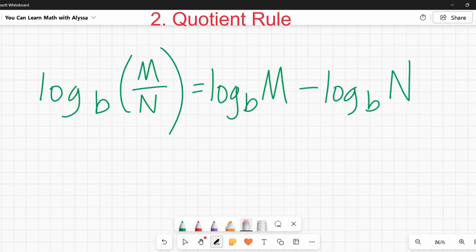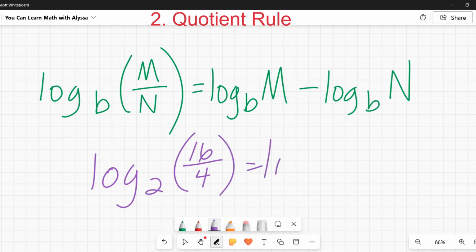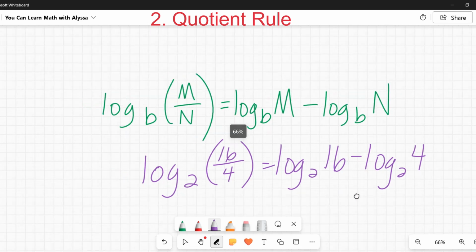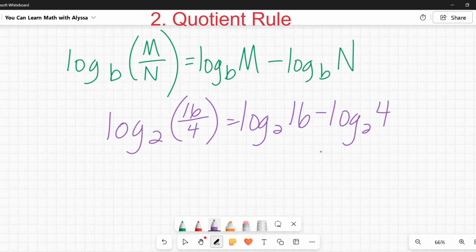All right, so let's plug in some numbers and see what this would look like. If I said log base 2 of 16 over 4, that should equal log base 2 of 16 minus log base 2 of 4. I'm going to do that math on the right first. Log base 2 of 16: 2 to the power of what equals 16? That is 2 to the power of 4. Log base 2 of 4: 2 to the power of what equals 4? That would be 2. And I'm doing these little arrows.